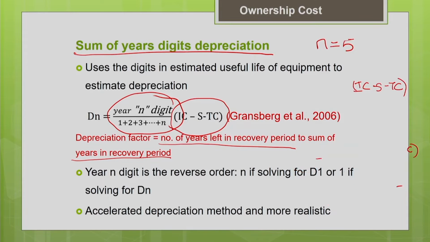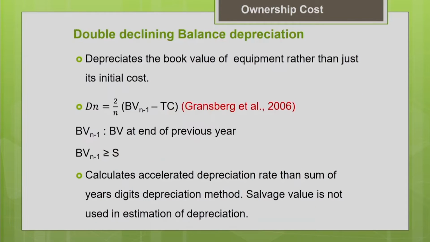So if you are going to calculate the depreciation for the first year, the digit in the numerator will be n. If you are going to calculate the depreciation for the last year, the digit in the numerator will be 1. That's what is given. So it is a more accelerated depreciation method and more realistic. People prefer the accelerated depreciation, as I told you, because of the tax benefits they get because of the depreciation expenses. Now let us move on to the next method of estimating the depreciation.